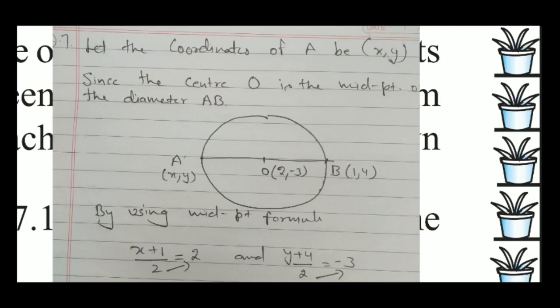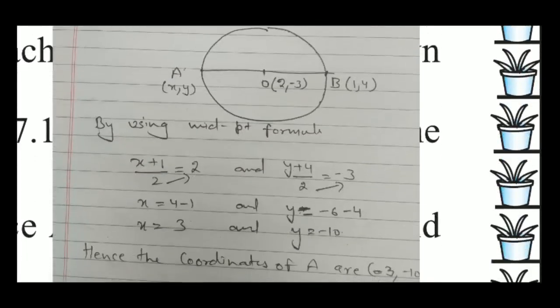By using the midpoint formula, we will get (x + 1) divided by 2 is equal to 2 and (y + 4) divided by 2 is equal to -3. And you know the midpoint formula: (x1 + x2) divided by 2 and (y1 + y2) divided by 2.